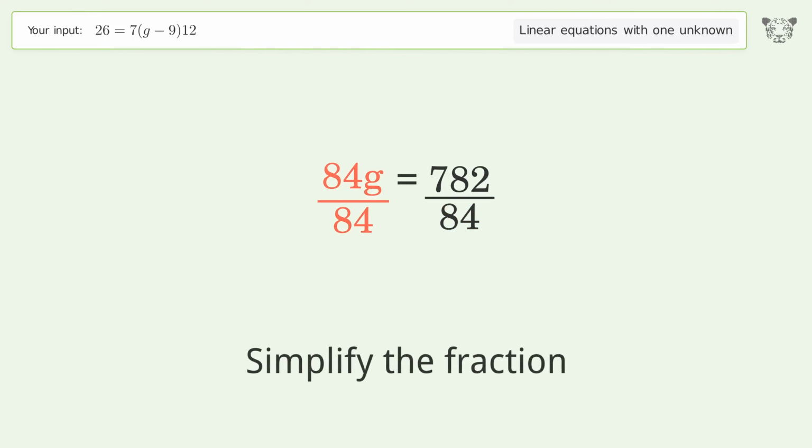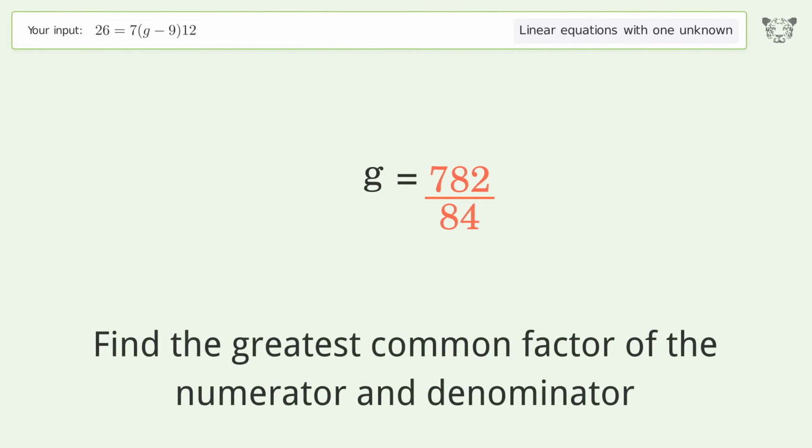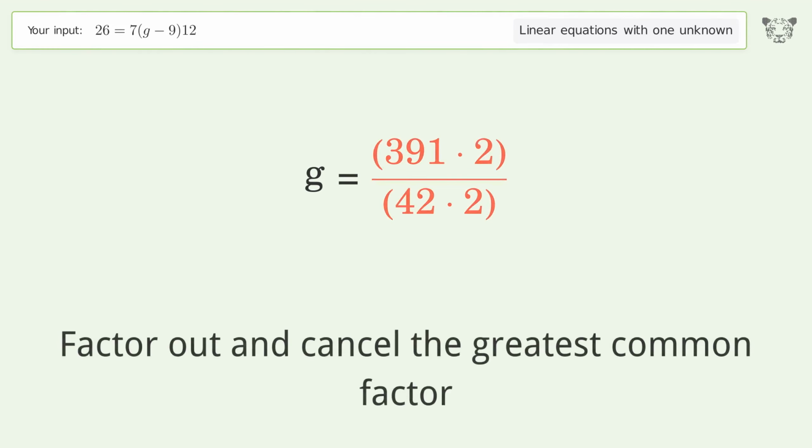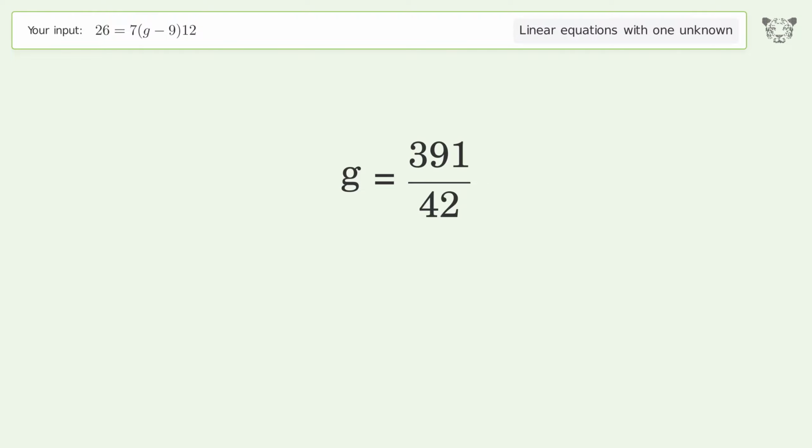Simplify the fraction. Find the greatest common factor of the numerator and denominator. Factor out and cancel the greatest common factor. And so the final result is g equals 391 over 42.